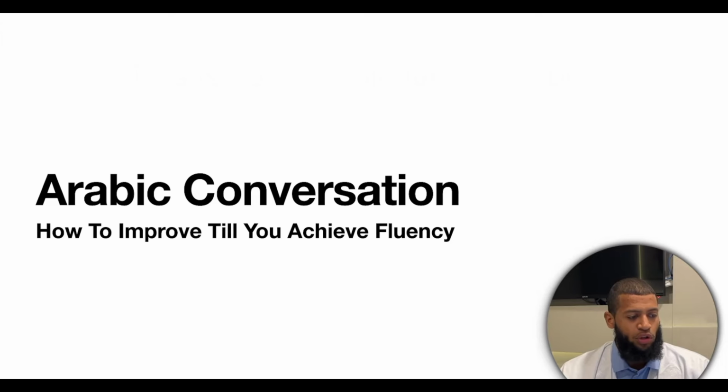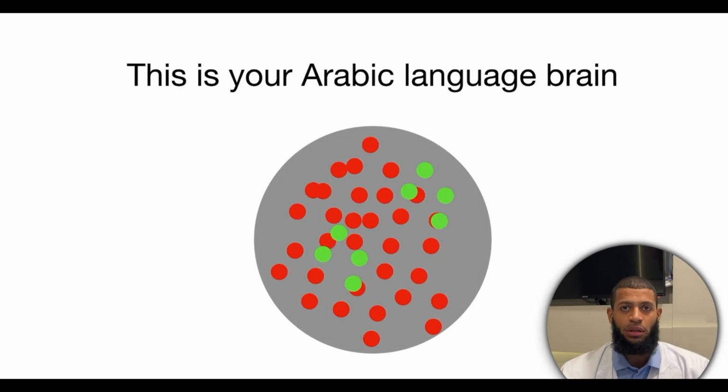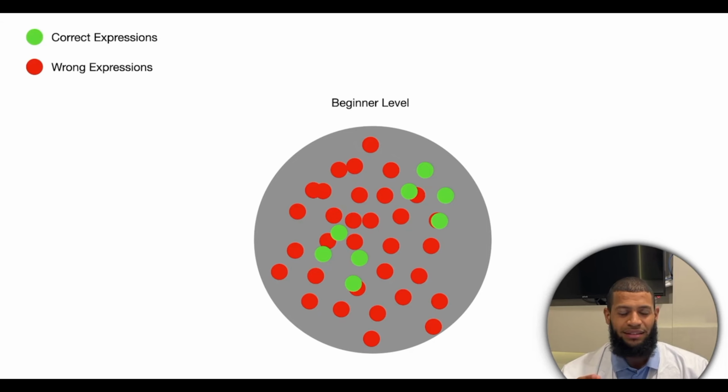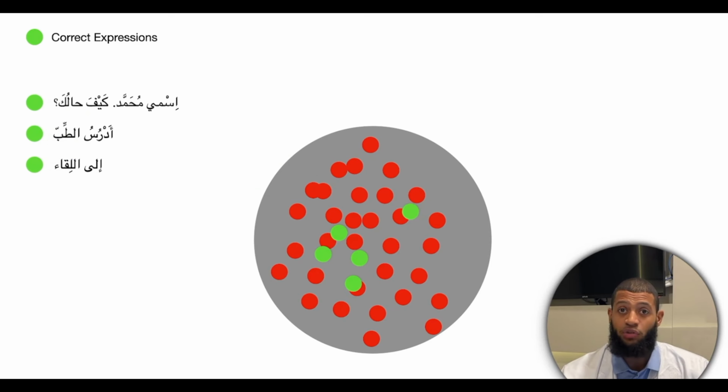language learning. So what happens to your brain when you learn the Arabic language that you need to understand is this. So as you can see, all the red dots at your beginner level, these are wrong expressions that you have in mind, that you have already memorized, but you are using them wrong. And then all the green dots are correct expressions that you use in a correct way.